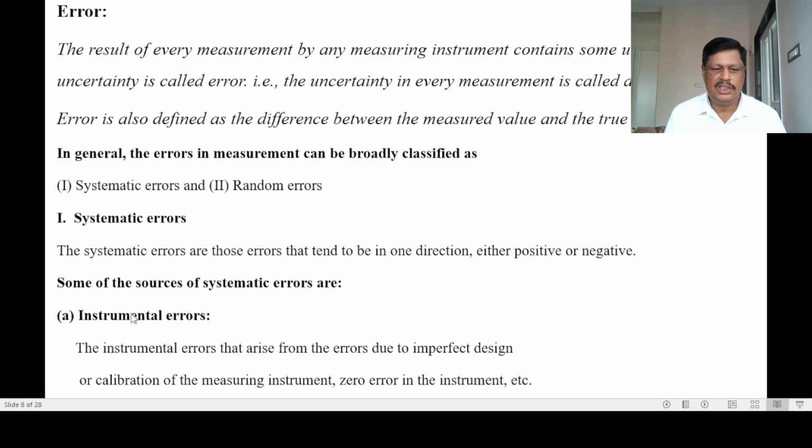The first one is instrumental errors. Instrumental errors arise from errors due to imperfect design or calibration of the measuring instrument. Zero error in the instrument, etc., is the instrumental error for a screw gauge.